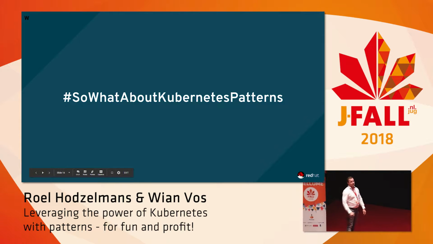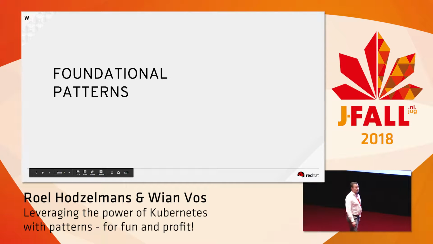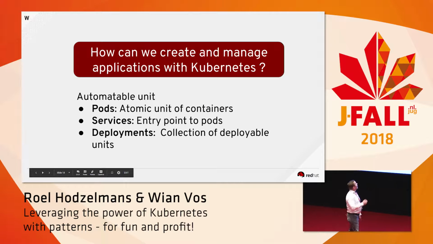So, what about Kubernetes patterns? We have a bunch of categories that we use to classify those patterns. Now, I'm going to take you through the foundational patterns. And the first one is, of course, how do we create and manage an application in Kubernetes? All right, so we have three basic types of automatable units. There are more. We're just going to talk about the three simplest ones here.